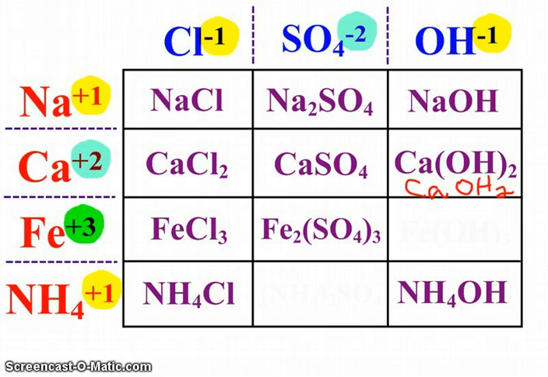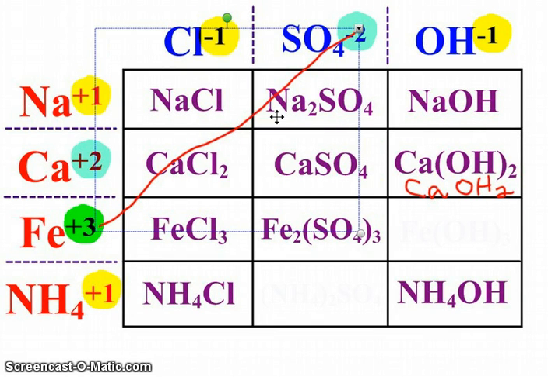A little hint that sometimes you can think of is called crisscross. If the charges are not equal and opposite, like here we have +3 and -2, then you can crisscross the charges. And what that means is, since this is Fe +3, I'm going to need 3 of those. And SO4 -2, I'm going to need 2 of those. So it's Fe2(SO4)3. If that helps you, great. If the least common multiple of 6 helps you, that's great too. A couple more.